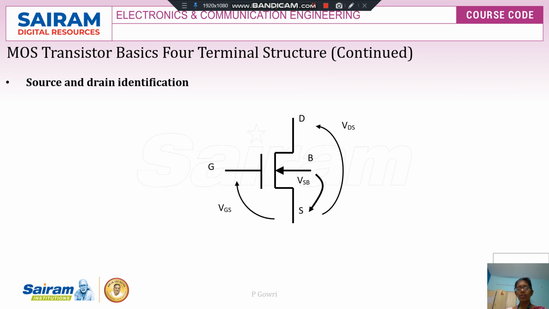Here is the structure and symbolic representation of a MOSFET, where we have three terminals: gate, drain and source. The voltage measured between the gate and source is called VGS, and the voltage between drain and source is called VDS.